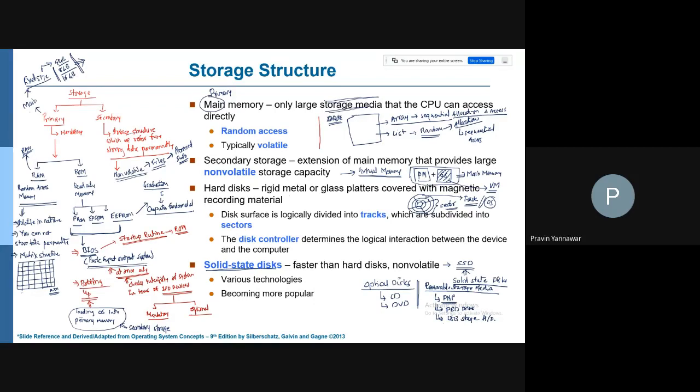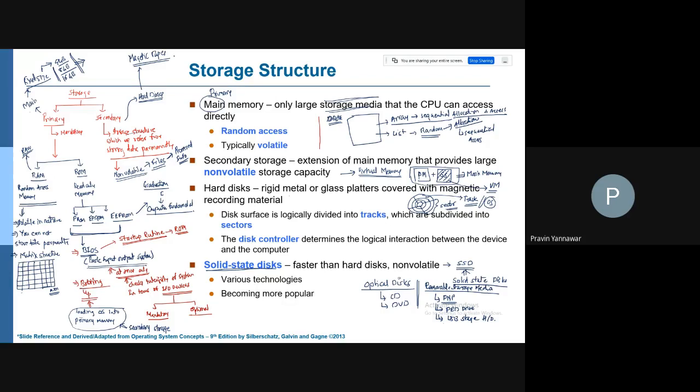Now, if you look at an example of a secondary storage, the best example is your hard drives, hard disks. So a hard disk is basically a magnetic recording material. Previously, in the good old days, we also used magnetic tapes as secondary storage. Computers were using magnetic tapes for secondary storage.